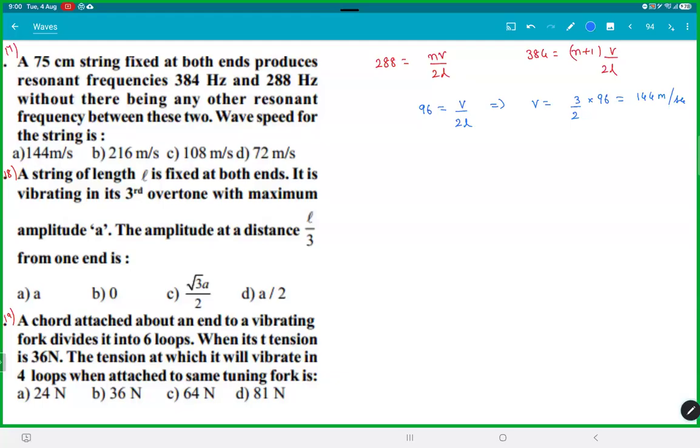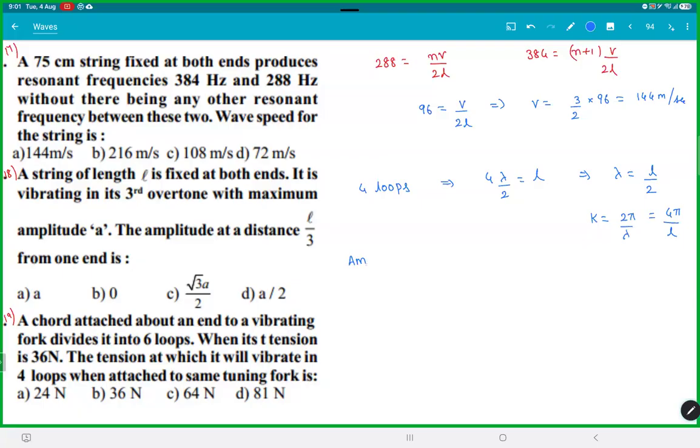A string of length L is fixed at both ends. It is vibrating in third overtone. Third overtone matlab fourth harmonic, 4 loops, with a maximum amplitude of A. The amplitude at distance of L by 3. So basically this is 4 loops. So 4 times lambda by 2 is equal to L. So we get lambda is equal to L by 2. So k ka value is 2 pi by lambda. So this will be 4 pi by L. That's your k ka value.